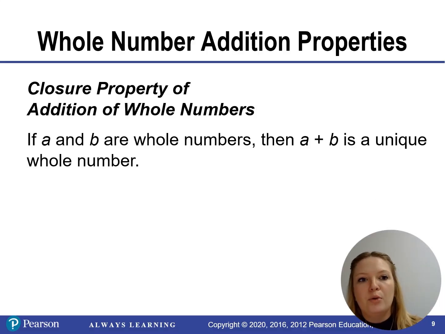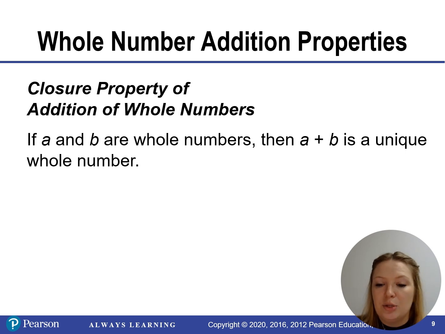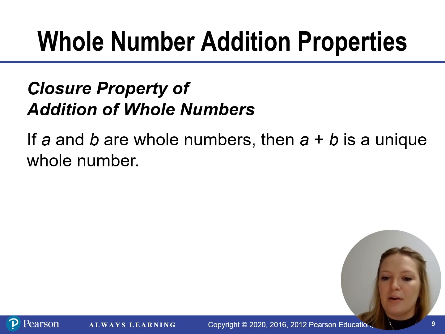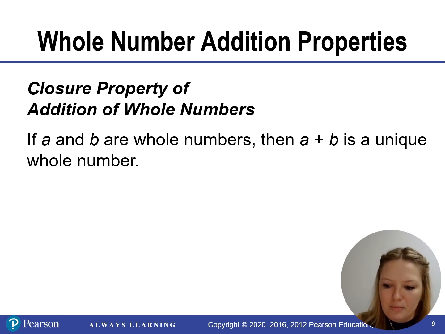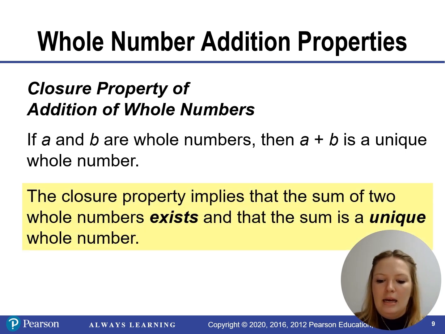So there are a few properties of addition with whole numbers we need to be aware of. The first is closure. Closure just means that if I take two whole numbers and add them together, I'm going to get another whole number, and that whole number is actually going to be unique. So I'm only going to get ever one result when I add two numbers together. The closure property implies that the sum of two whole numbers exists and it's a unique whole number.